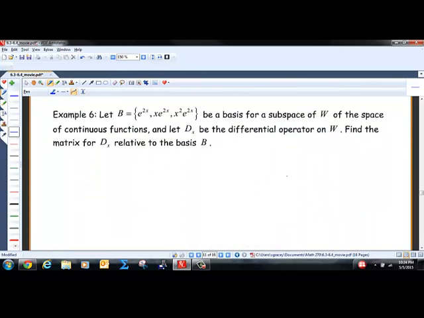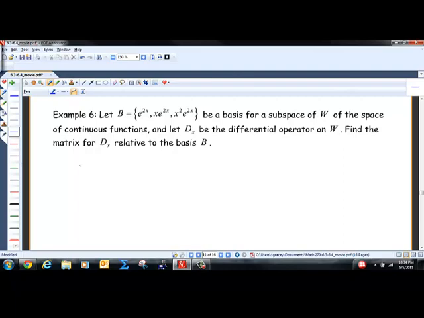So one thing that we want to note, so basically the transformation is going to be the derivative of these guys. So our set B is a basis for a subspace of W, which is the space of the continuous functions. All right. So, and dx is the differential operator on W. So let's figure this out.